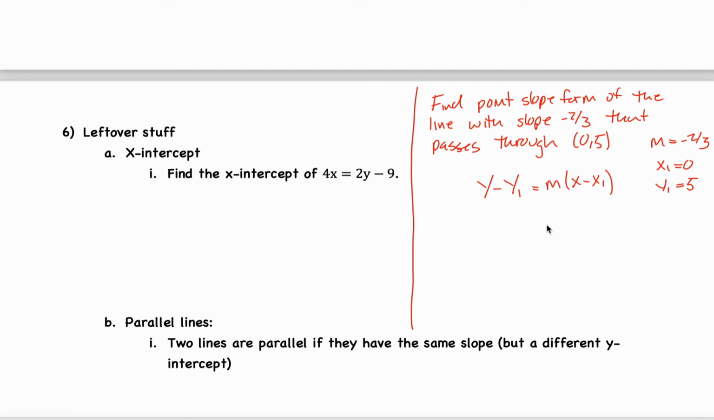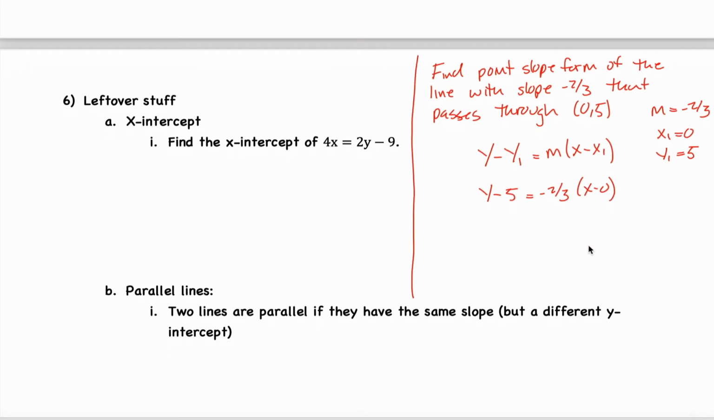But look what happens when you plug in all those different values. I would get y minus 5 equals negative 2/3 times x minus 0. And you're like, wait, x minus 0, that's weird. Isn't x minus 0 just x? Yep, it sure is. So wouldn't I just have y minus 5 equals negative 2/3 times x? Yeah, you absolutely would. Couldn't I just add 5 to both sides of this equation and get y equals negative 2/3 x plus 5? Sure.